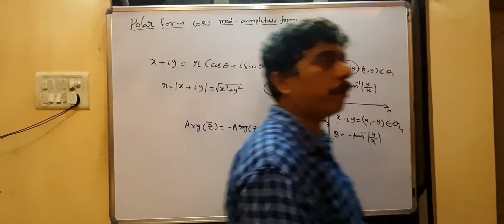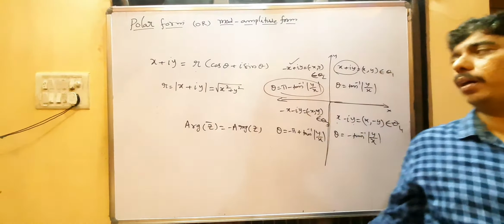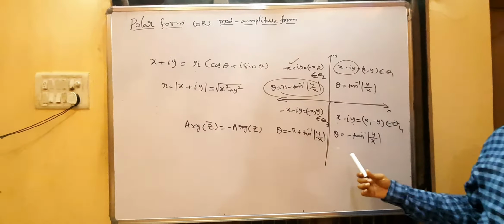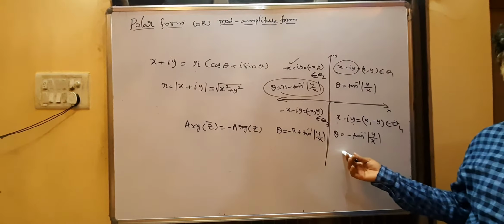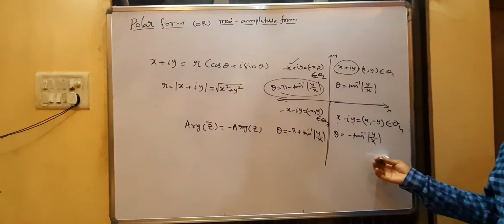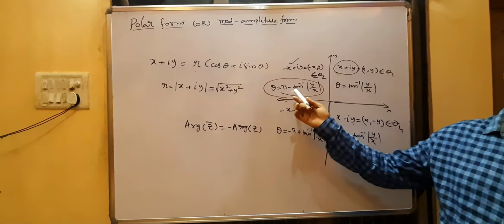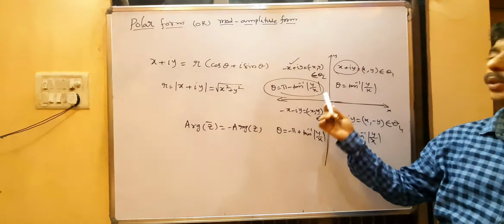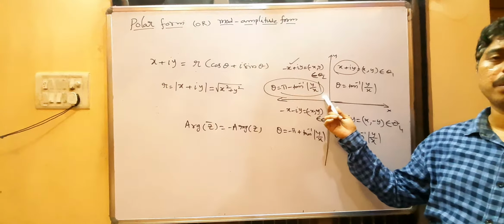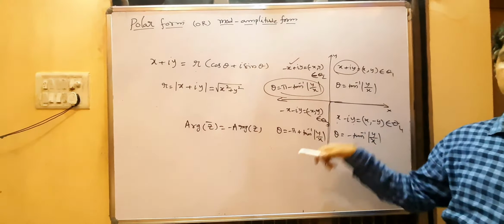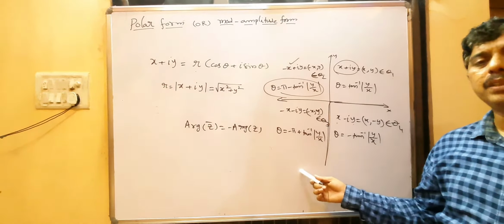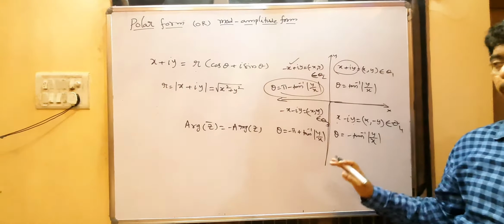So if the complex number lies in the first quadrant, what is the theta formula? Tan inverse of mod y by x. In the fourth quadrant? Minus tan inverse of mod y by x. In the second quadrant, where the real part is negative and the imaginary part positive, theta is pi minus tan inverse of mod y by x. In the third quadrant, minus x minus iy, theta is minus pi plus tan inverse of mod y by x.